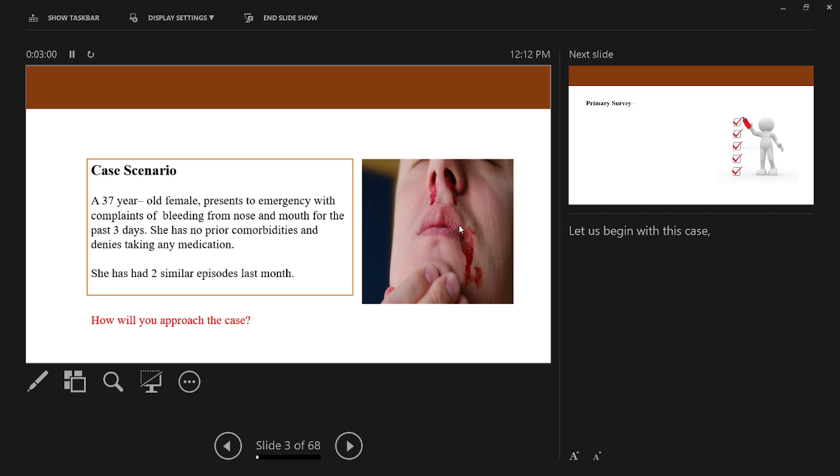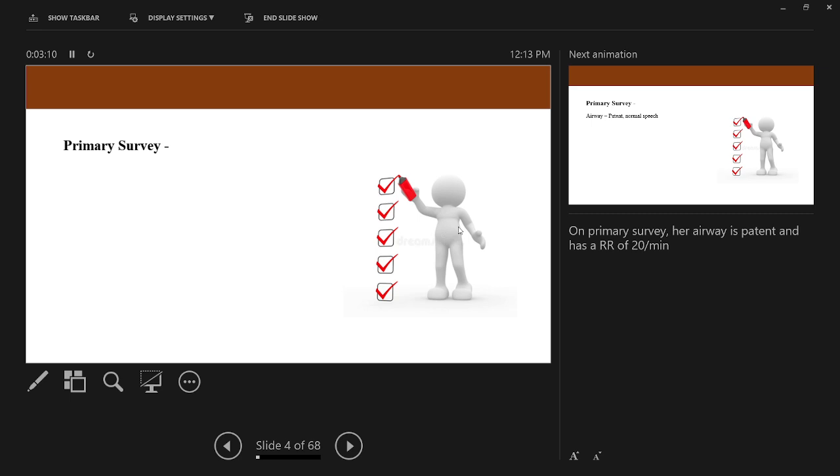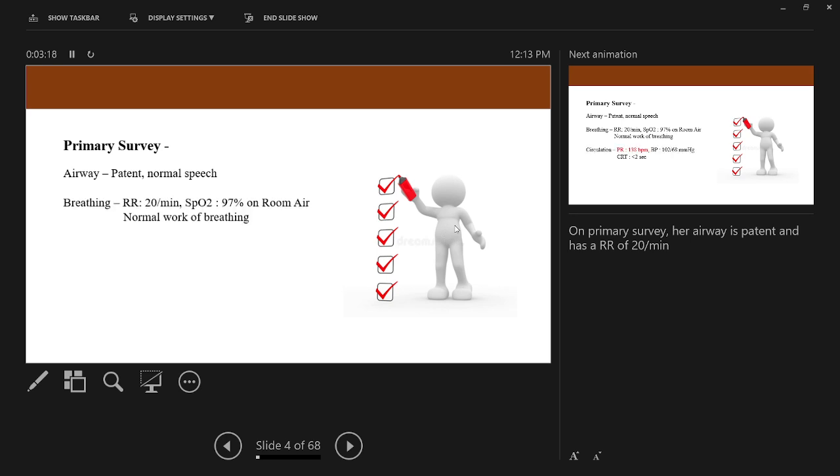Very good. That is a very important thing to do because this patient is actively bleeding. So you will proceed with the primary survey. Very good, sit down. Thank you. So we see that the patient has a patent airway with normal speech, a respiratory rate of 20 per minute, a room air saturation of 97% with a normal work of breathing.